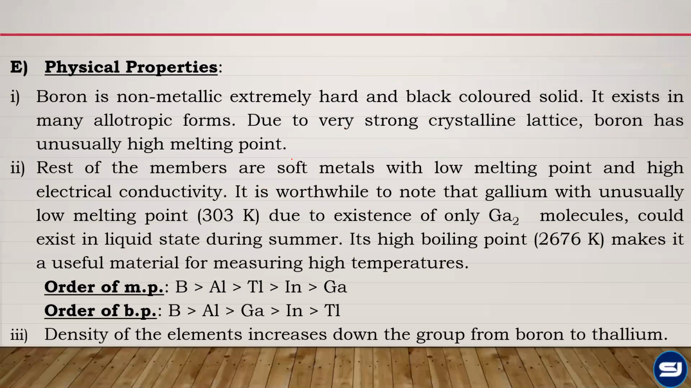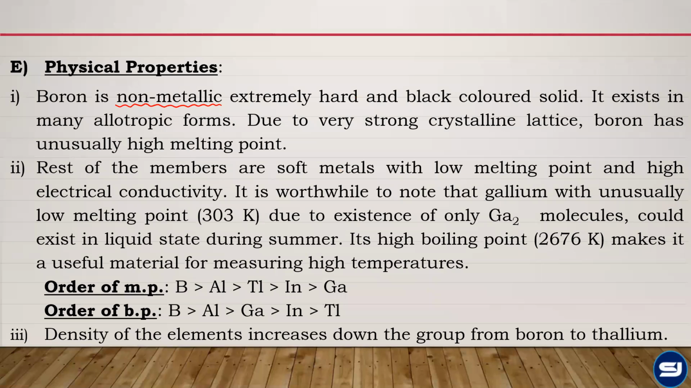Next, coming to the physical properties. So we know that boron is non-metallic, and apart from its non-metallic nature, it is extremely hard and a black colored solid. Smaller elements are quite hard, and the hardness decreases down the group. That is the reason in the s-block elements also we have seen that the smaller elements had a higher melting and boiling point because of their hardness and also a strong metallic bonding within the element.